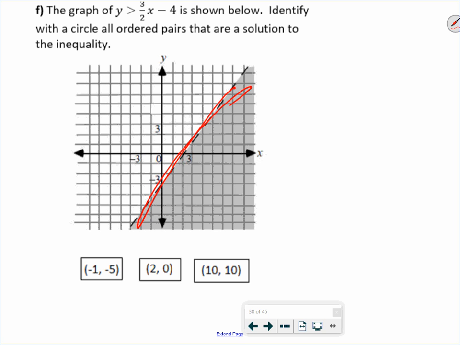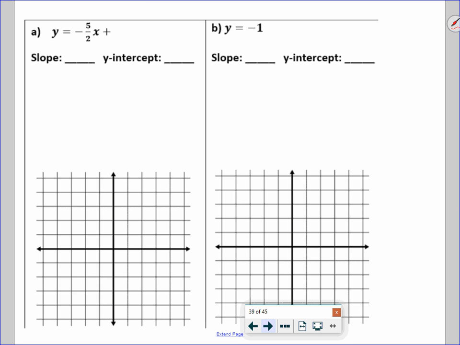This problem is trying to ask the same thing. Unfortunately, this line's not in the right place for this equation, so we're going to skip this problem. But it's the same thing. If something was in the region, it's a solution. If something is on the dotted line, it's not a solution because this line is dotted. So if something had been on the dotted line, it would not be a solution. Unfortunately, this line is not correct, so we're going to skip the answers on this problem.